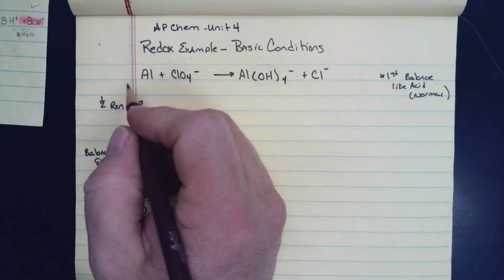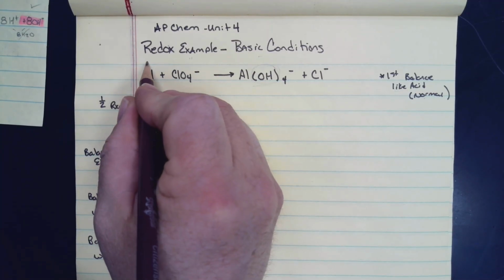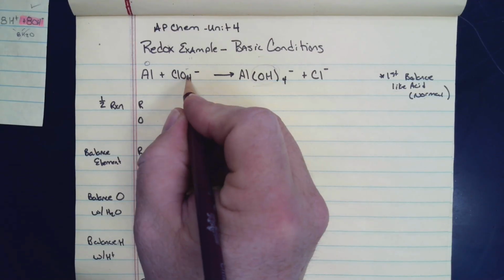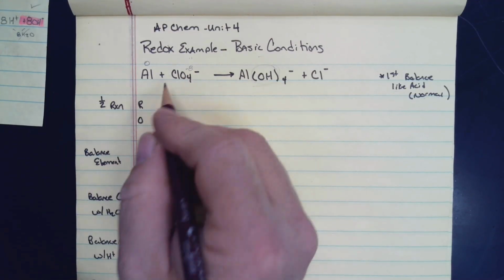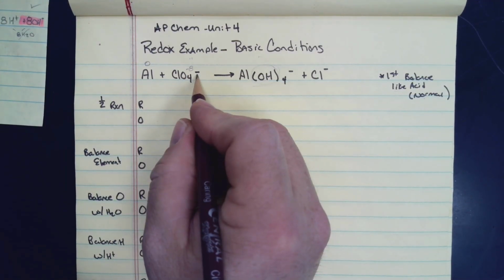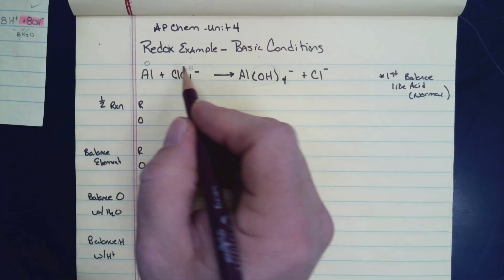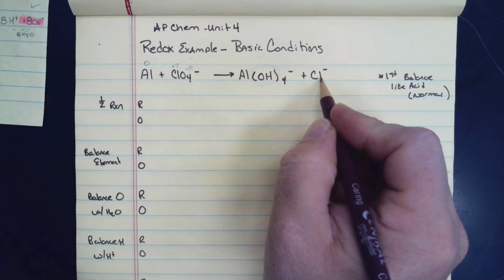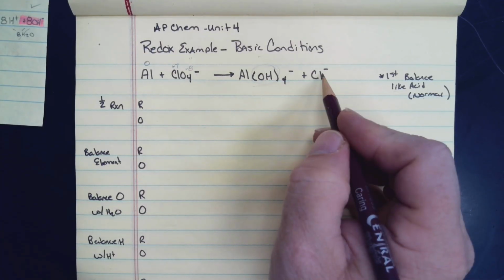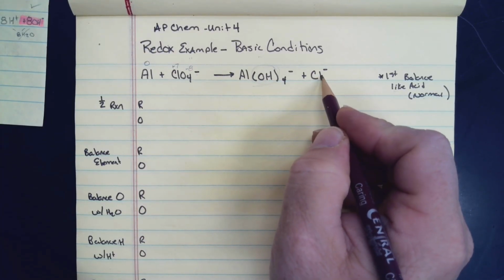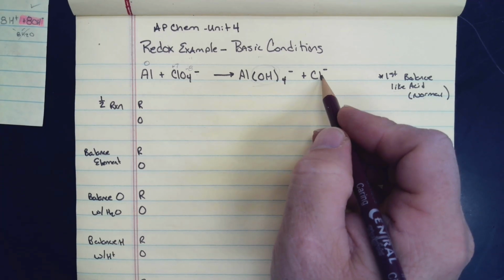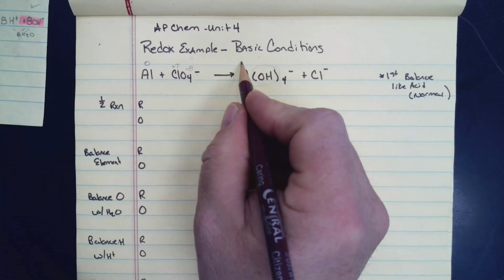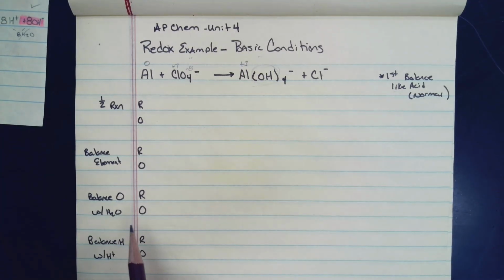First steps always, figure out the charges of everybody. Aluminum is a 0 here. 8 oxygens, so that's a -8, but we have a negative charge of the polyatomic. So chlorine must be a +7. So it's going to go from a +7 to a -1. We're going to have a change of 8 electrons there. And aluminum is going to go from a 0 to a +3.